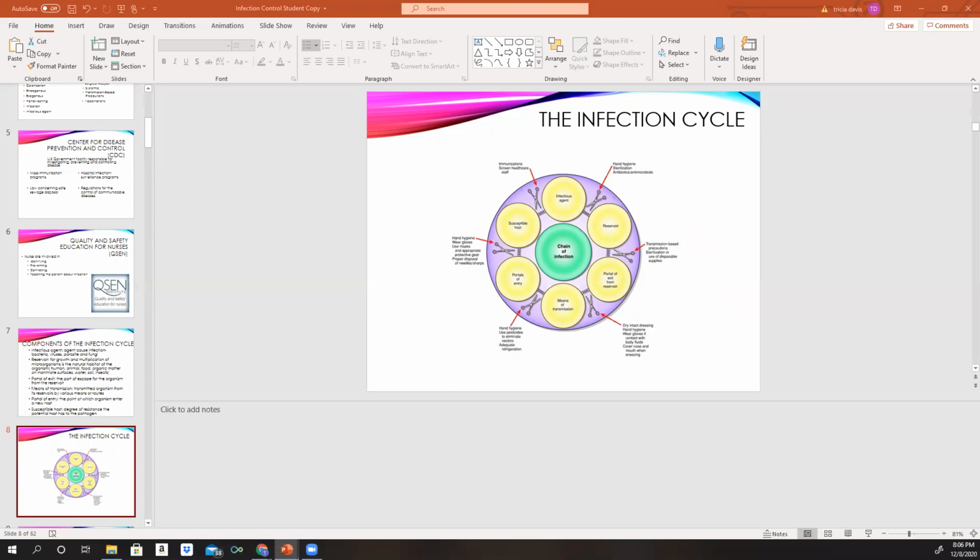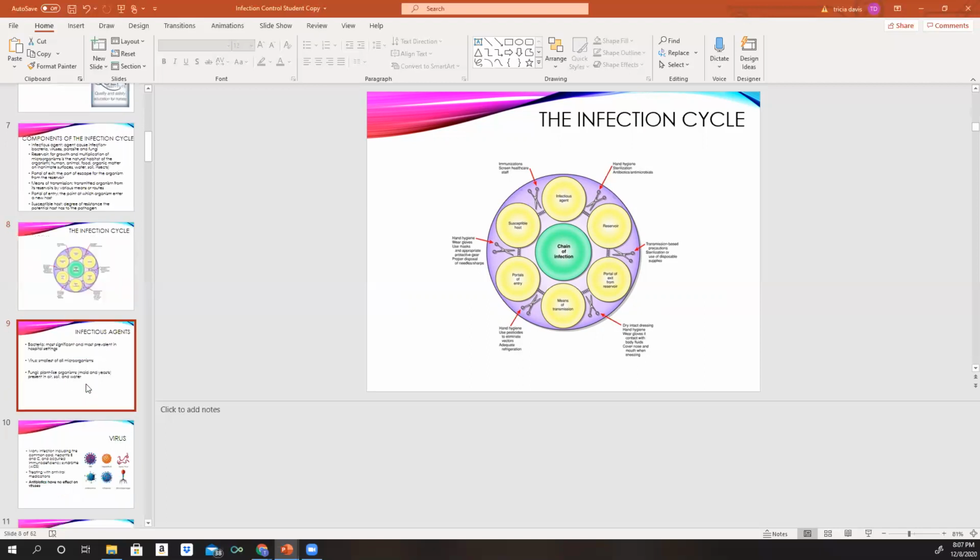So hand hygiene, sterilization, administering antibiotics, that breaks the chain. Implementing, and we'll learn more about this as we go on, transmission-based precautions, sterilization, use of disposable supplies, hand hygiene, wearing gloves and masks. All these things are ways that we can disrupt the infection cycle, which is what we want to do to stop the spread of infection and to prevent infection.